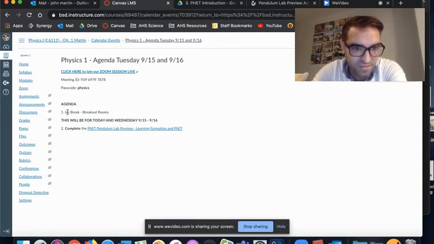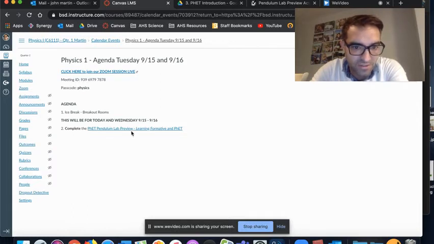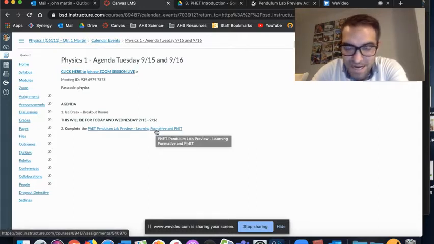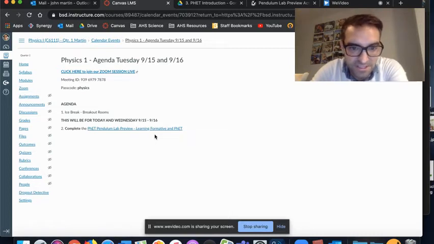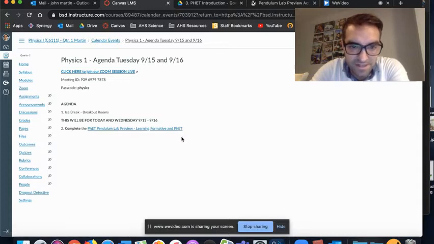Our agenda for today, we did some icebreaker breakout rooms to get to know each other a little bit. And then I went over a pendulum lab preview. In just a little bit, we're going to be doing a pendulum lab. And so I wanted to make sure we had practice with a program called Formatives, which is how I'm going to pass out a lot of our assignments this year. Through Canvas, I should say, and make sure you have experience with PhET.